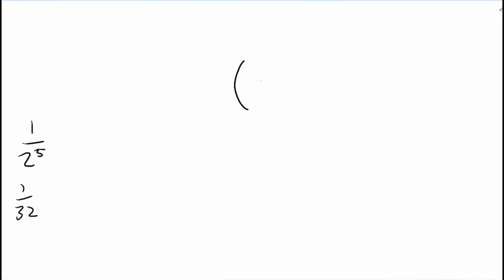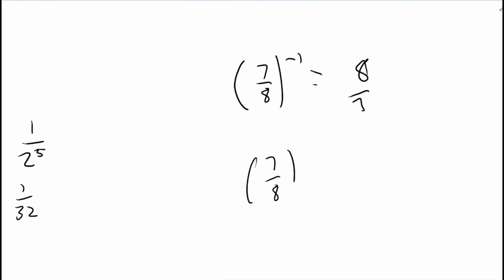Or if you want to be real fancy, like 7/8 to the power of minus 1, you just flip it. So what you're going to get is 8 over 7. Or if you want to do 7/8 to the power of minus 2, you would get 8 squared over 7 squared, which is 64 over 49, something like that.